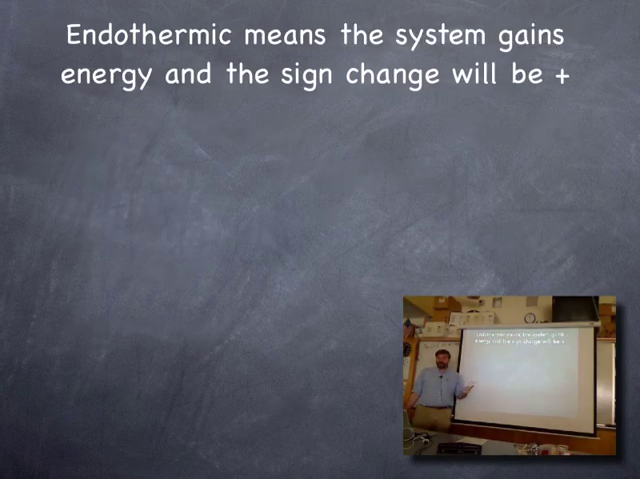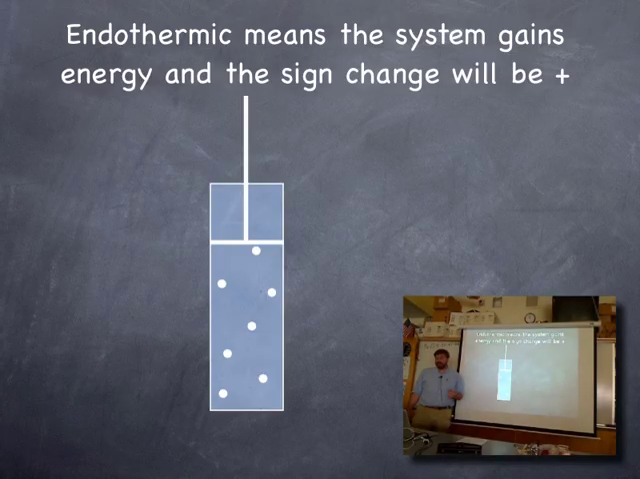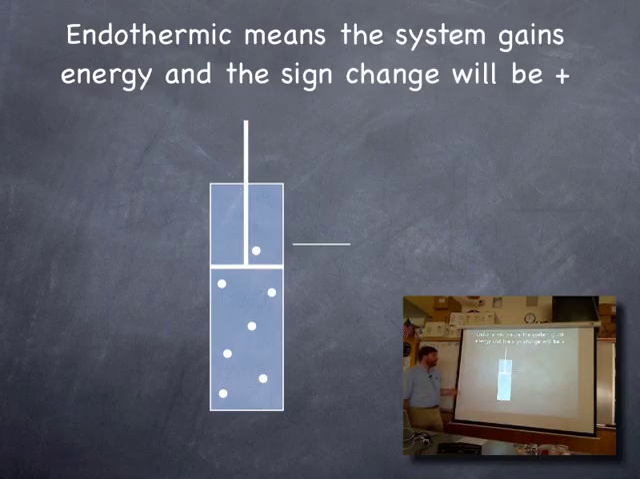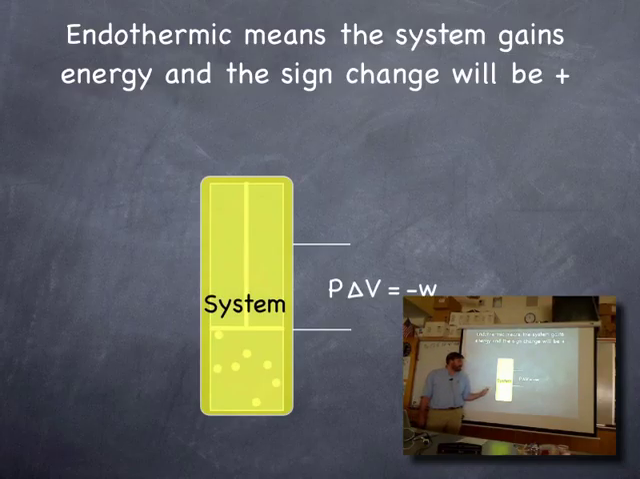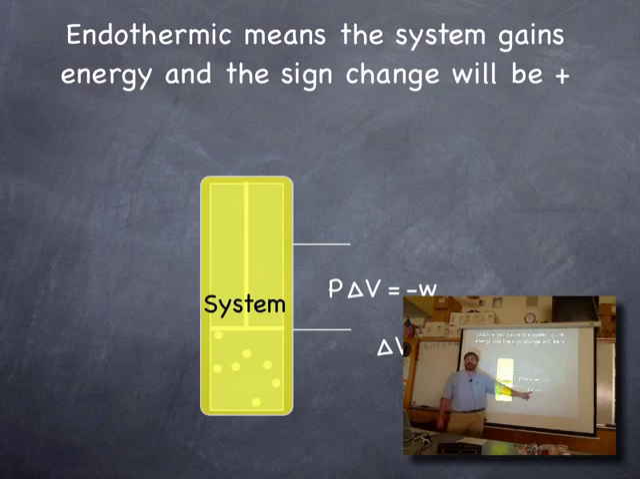Okay? Endothermic, on the other hand, is the opposite of this. Endothermic means that the system gains energy, and its sign change will be positive. In this example, where we compress like this, our system gained energy from the surroundings. We had to do work on the system. Our volume change was negative. The volume got smaller. Okay?